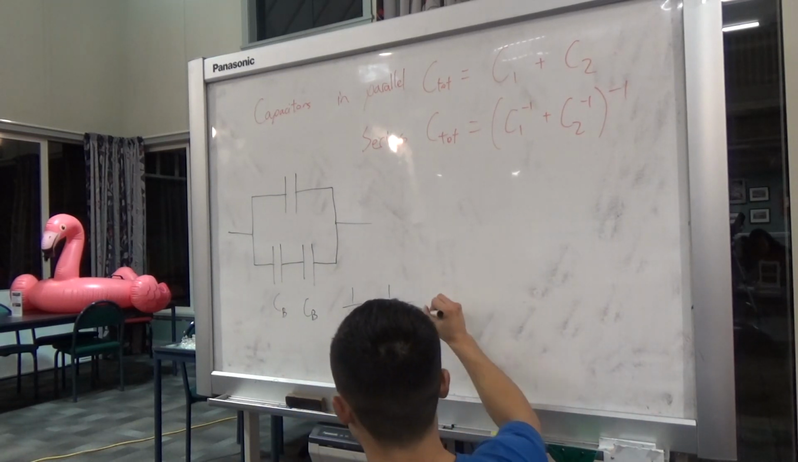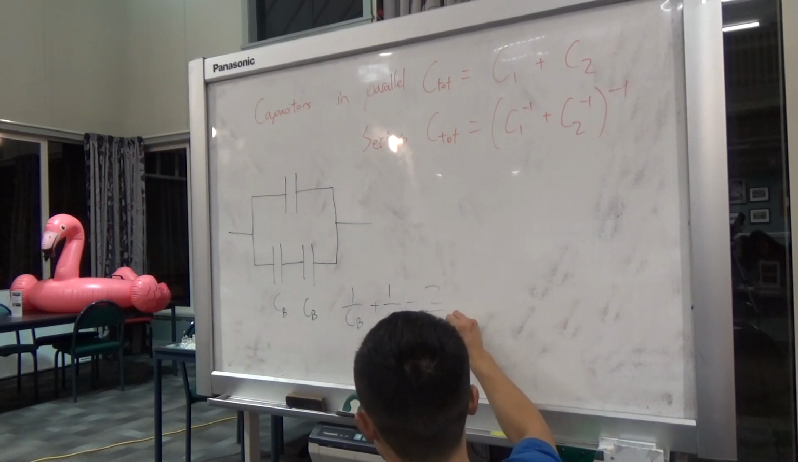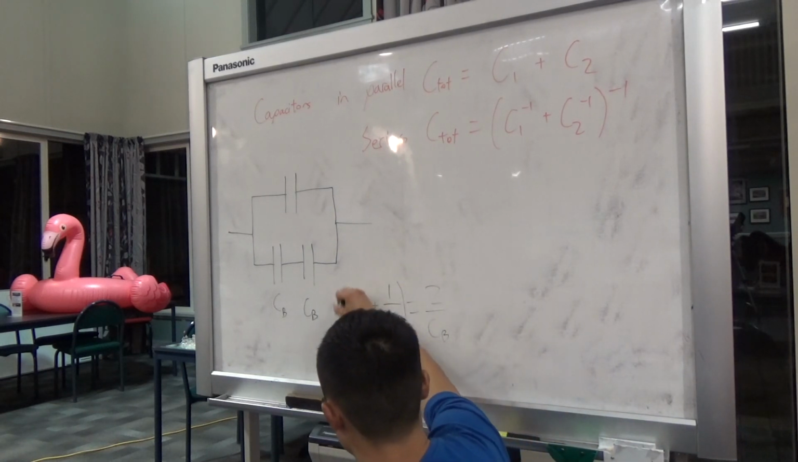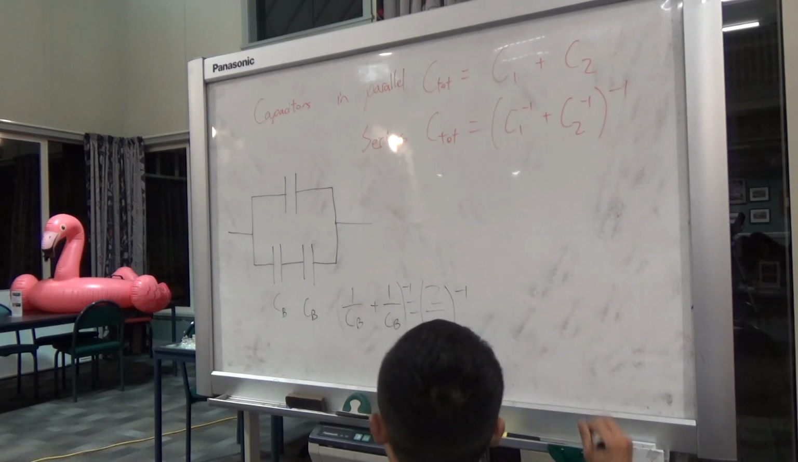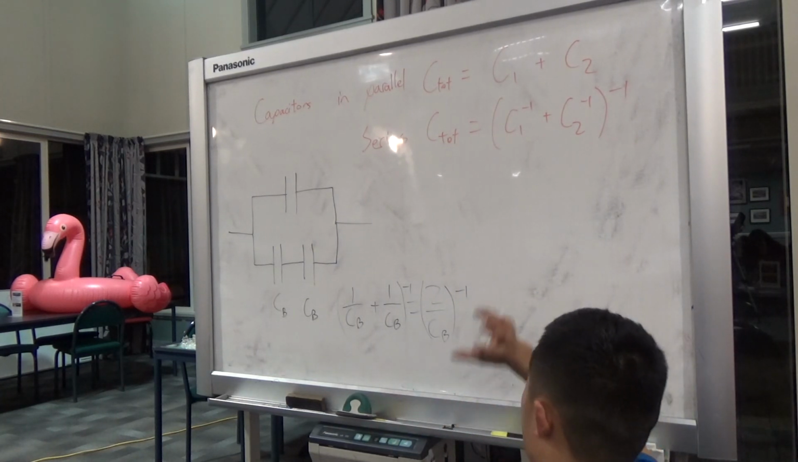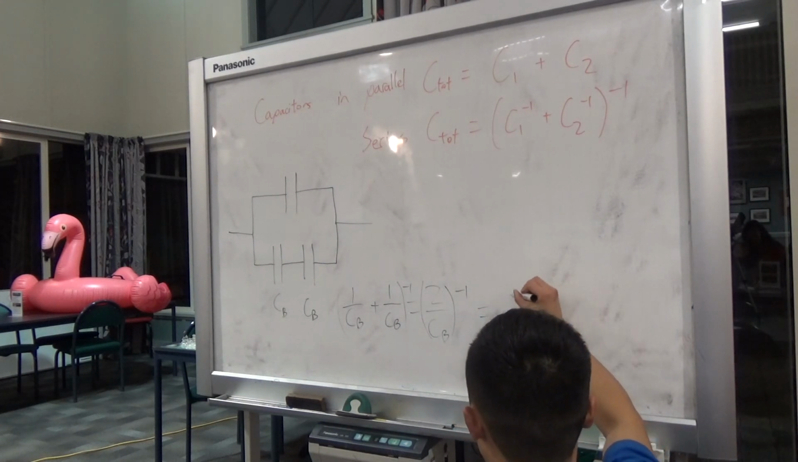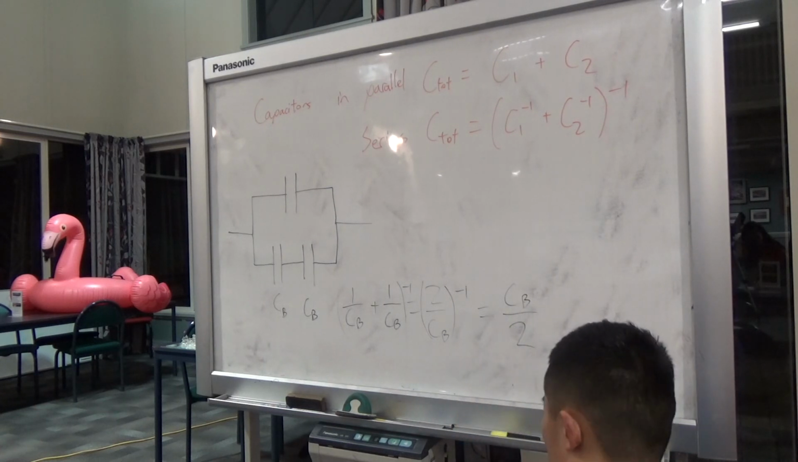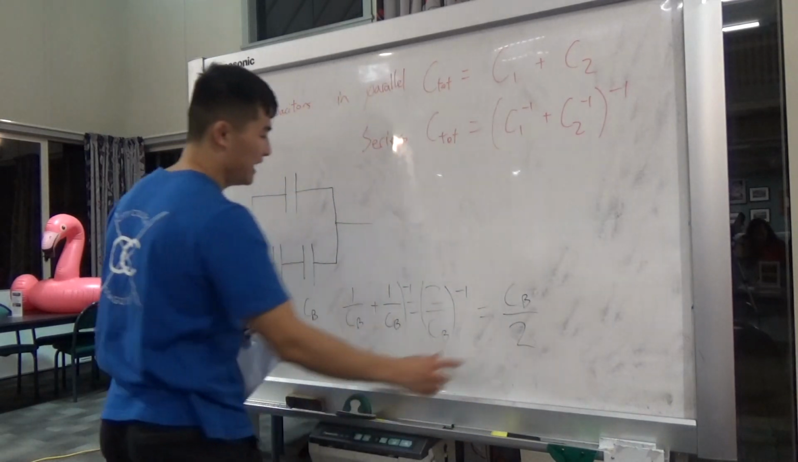And so that's just going to be 2 over CB. And then remember, all of that is to the negative 1. So if it's to the negative 1, that means that you're going to flip it. Okay, so that's the same thing as CB over 2. So that's this part here down there.